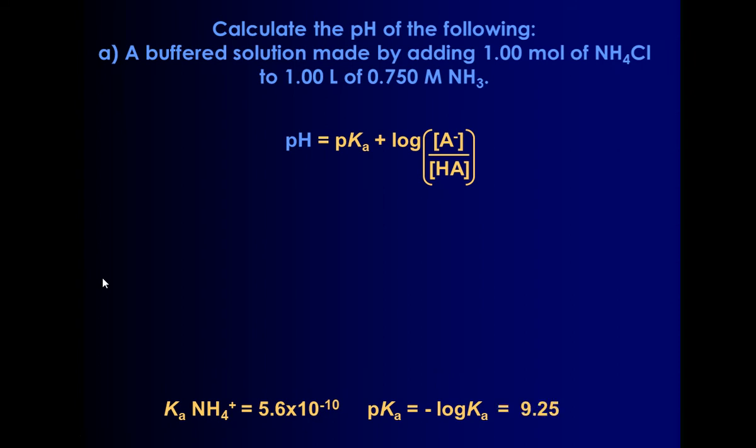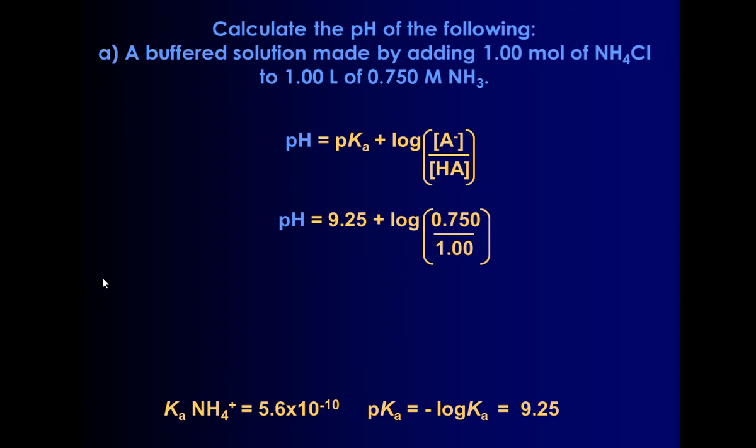The negative log of that would be 9.25. And then I plug in the concentrations I have of my conjugate base, which would be, in this case, the ammonia. It really doesn't matter which one you pick, pH or the pOH for Henderson-Hasselbalch, as long as you know which component in your mixture is the acid and which component in the mixture is your base. Remember, the acid should always have one more proton than the base.